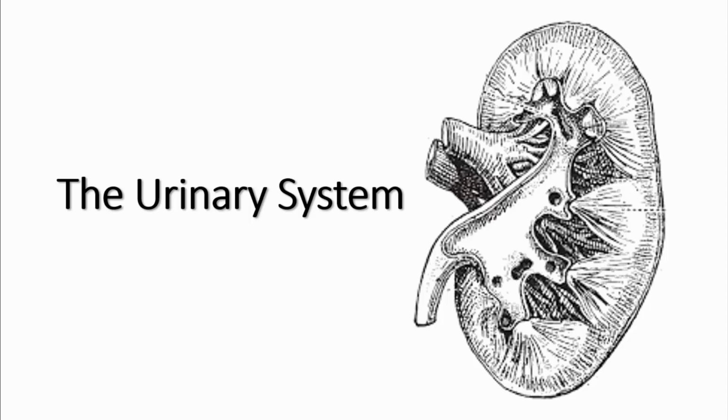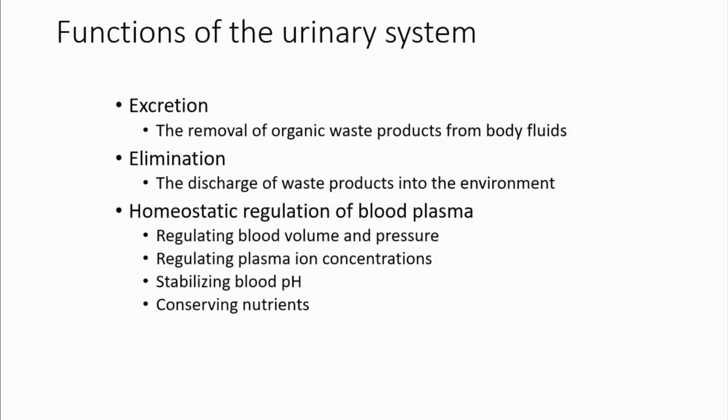In this lecture, we're going to cover the urinary system. Functions of the urinary system include excretion, elimination, and homeostatic regulation of blood plasma. Excretion is the removal of organic waste products from body fluids. Elimination is the discharge of waste products into the environment. And homeostatic regulation of blood pressure is regulating blood volume and pressure, regulating plasma ion concentrations, stabilizing blood pH, and conserving nutrients.